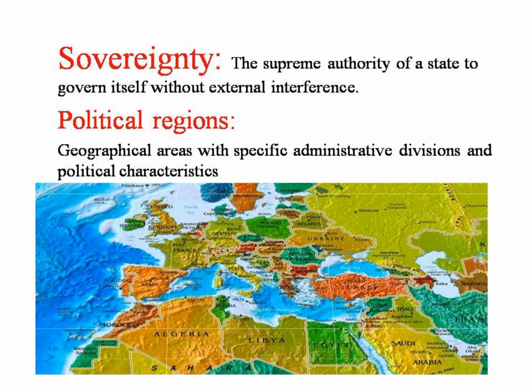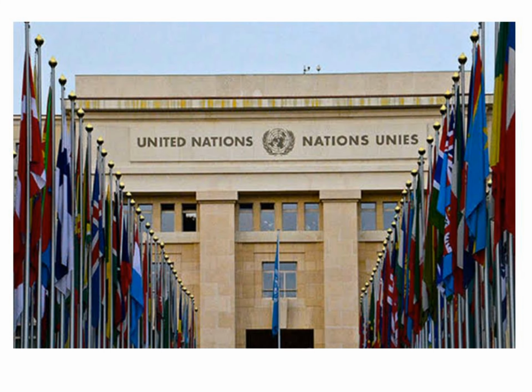Political region. These are areas with common political characteristics, like European Union countries. Countries within a region often work together on things like trade and security. Another example is the United Nations, an organization where countries come together to discuss global issues like peace and development. It's a great example of how political geography influences international cooperation.